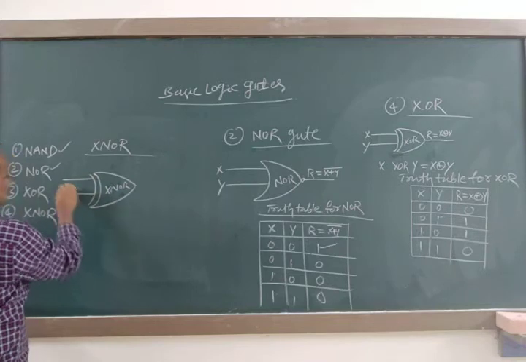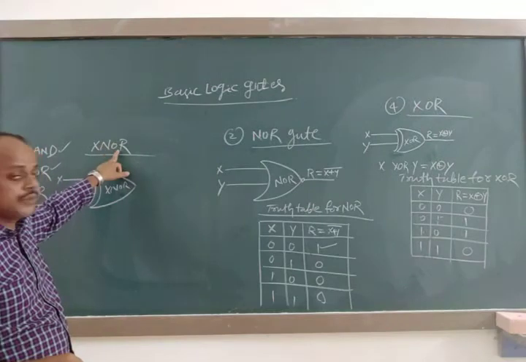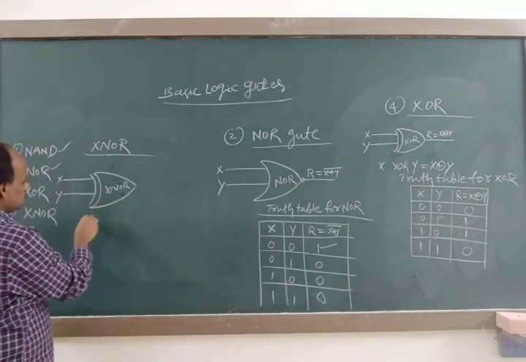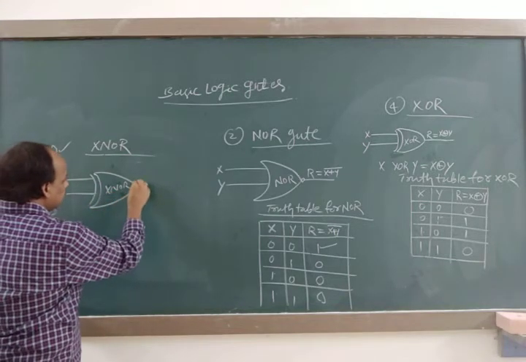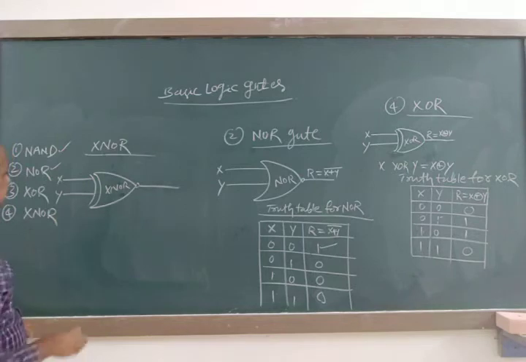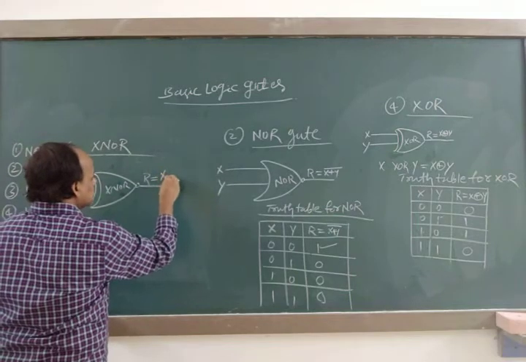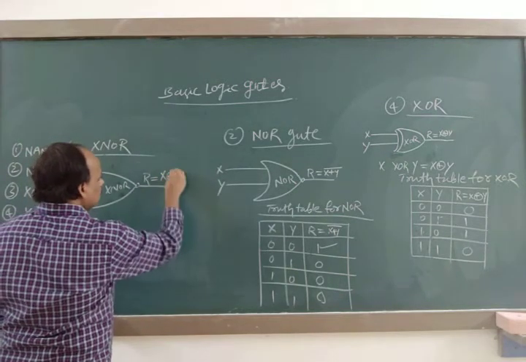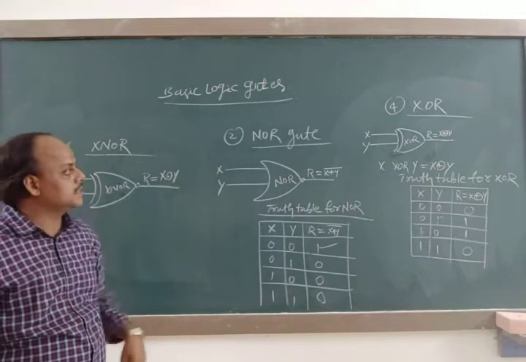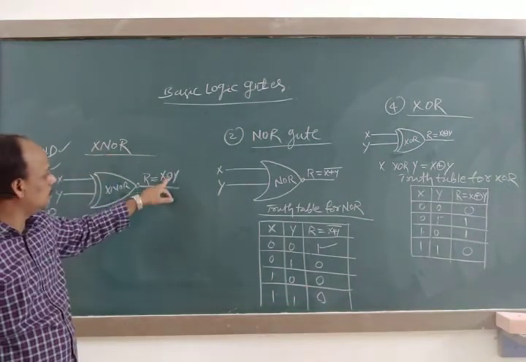So this has 2 inputs. XNOR gate is the complement of XOR gate. So this is the XOR gate, and for XNOR we put one bubble, then it becomes complemented. So its resultant expression is R equals X dot over circle Y. Right? So XOR gate is plus over circle, and XNOR is dot over circle.